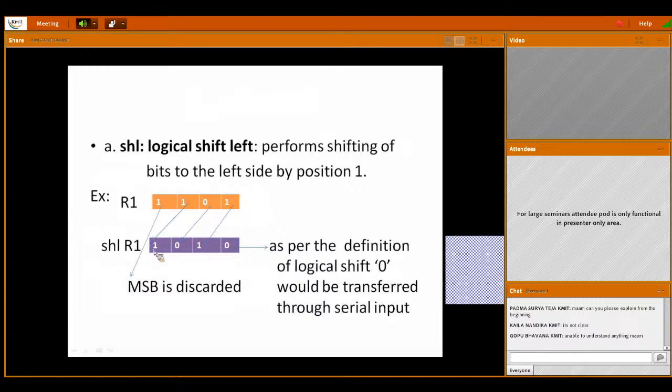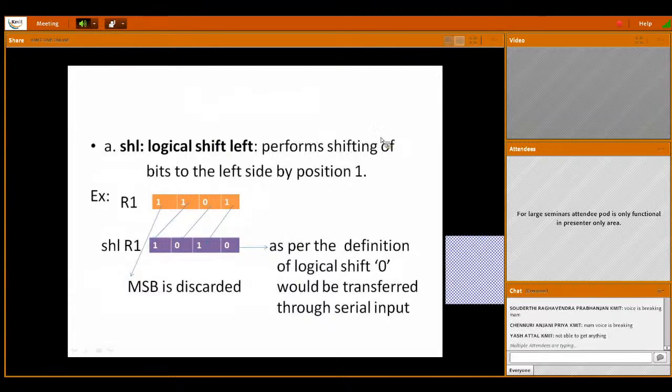Now, when it shifts to the right side, the LSB bit is discarded. Why? Because this bit got the LSB position. Therefore, the LSB bit of the original register content is discarded. Again, as per this logical shift, the serial input is transferred at the MSB position.